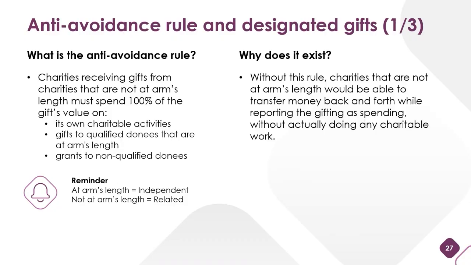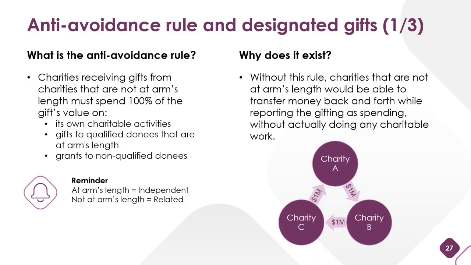Without this rule, there is a risk that charities that are related would be able to transfer money back and forth while reporting the gifting as spending and without actually making any charitable expenditures. The image here shows how Charity A could gift $1 million to Charity B, then Charity B could gift the same amount to Charity C, and Charity C completes the loop by gifting this amount right back to Charity A. While each charity is technically gifting the money and everything seems compliant on paper, none of it is being used for charitable work. The anti-avoidance rule prevents this from happening.